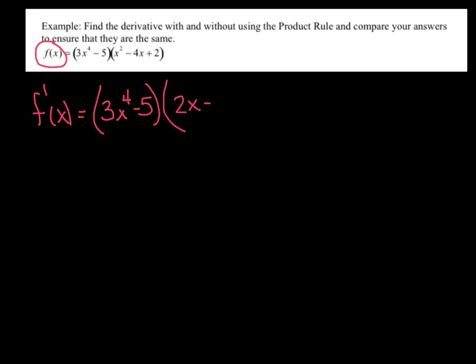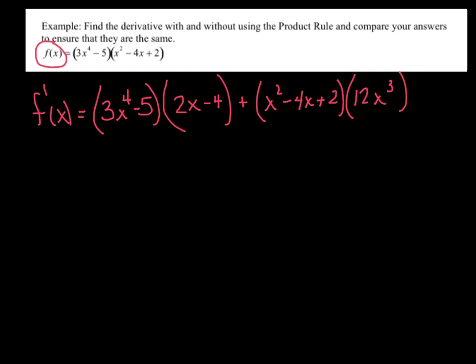Next example, find the derivative with and without using the product rule and compare your answers to ensure they are the same. All right, so let's start with product rule. And again, this is a function in terms of x times another function in terms of x. So the derivative of f of x is f prime of x. Okay, and I'm saying it's the first term times the derivative of the second. So hopefully you're saying 2x minus 4 plus the second term times the derivative of the first.